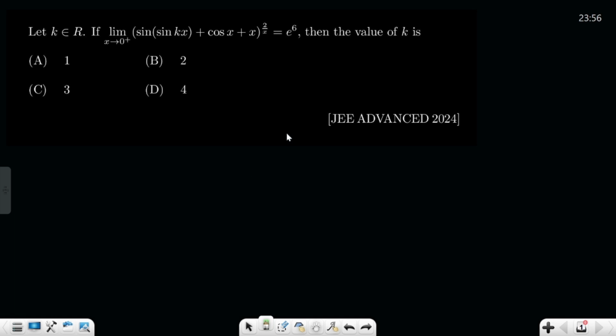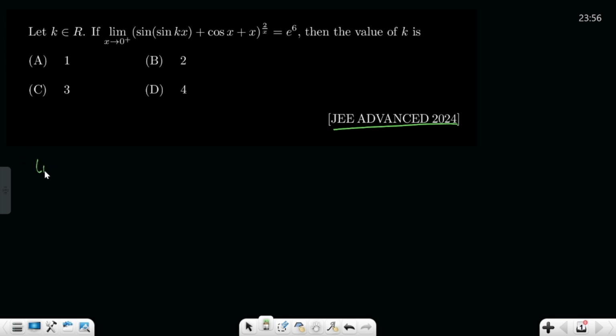Today we are going to solve this problem from JEE Advanced 2024. This is an interesting problem and you must attempt this problem one time before watching the solution. So let's start solving this problem. Here we need to find the value of k from this equation, which includes a limit also, right? So let's start solving it.